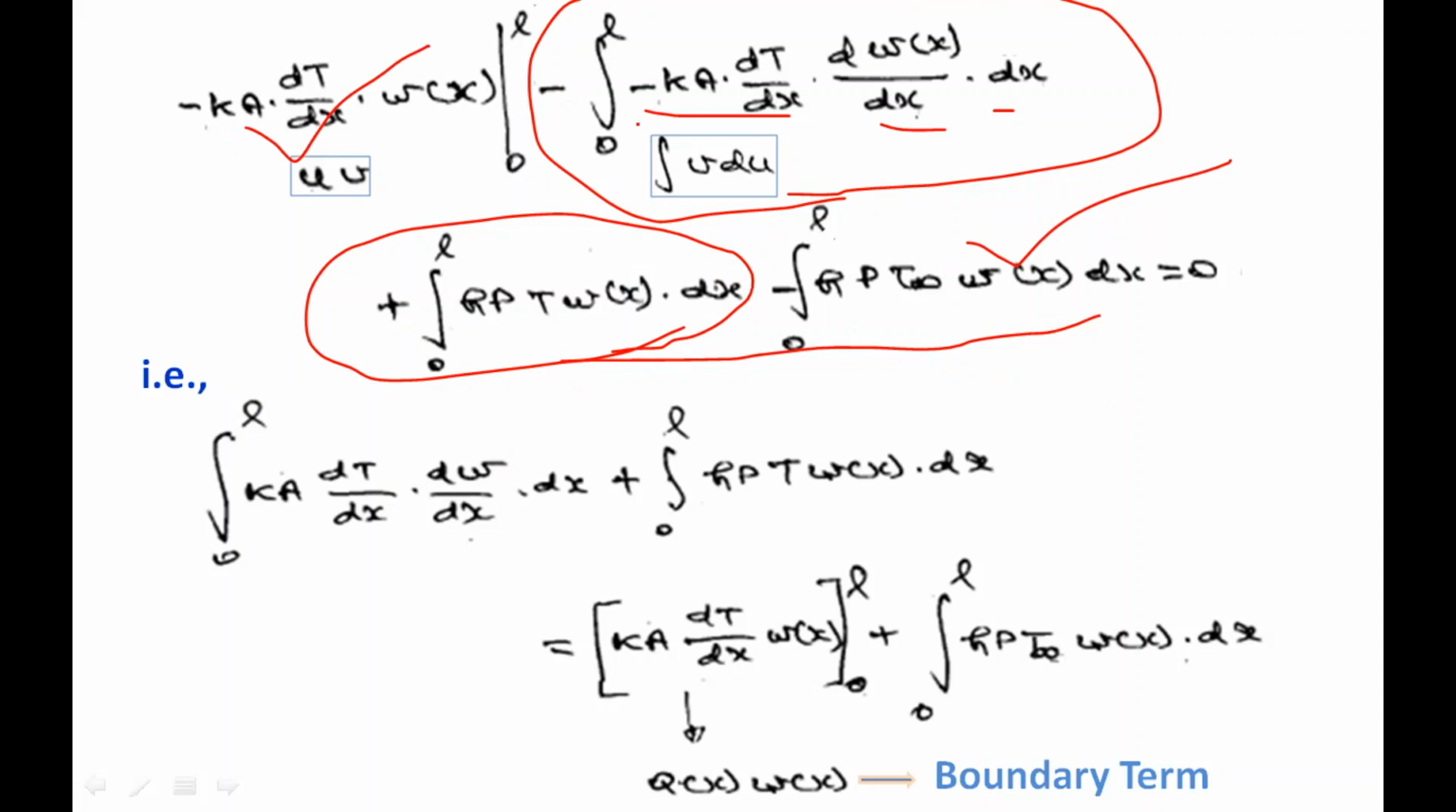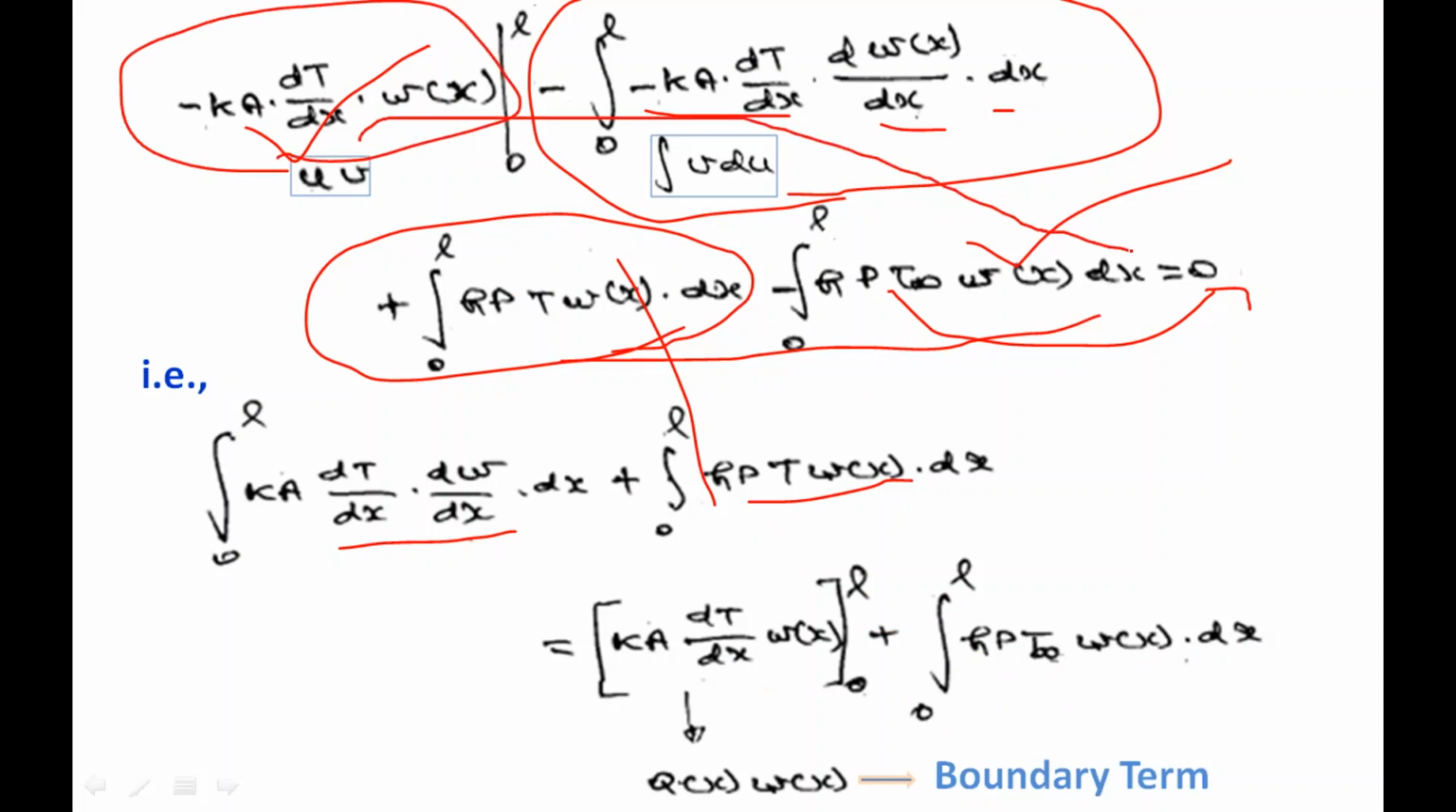So this minus of minus will become plus. So integral 0 to L ka dT/dx dw/dx into dx, plus this part, integral 0 to L hp T w(x) dx. So this is for conduction, this is for convection. Then this part is taken to the other side. So we have plus integral 0 to L hp T infinity w(x) dx, and this term is taken to the other side of the equation.